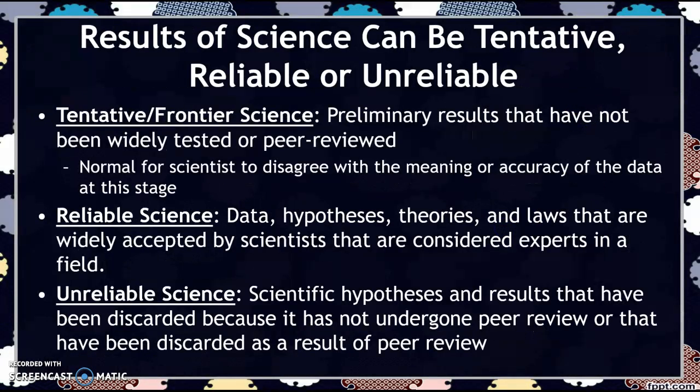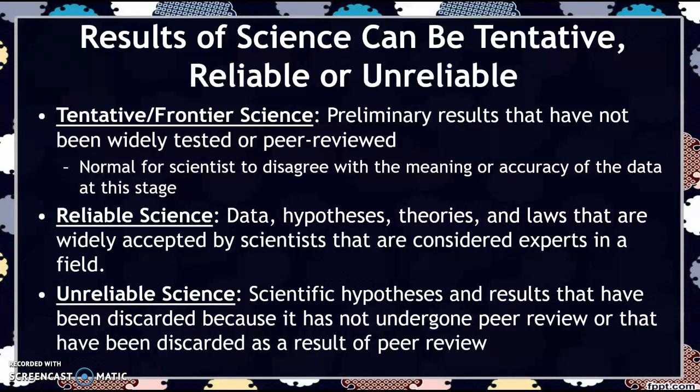Results of science can be tentative, reliable, or unreliable. Tentative or frontier science are preliminary results that have not been widely tested or peer-reviewed. At this stage, it's normal for scientists to disagree with the meaning or accuracy of the data. Think about a lot of things that you hear on the news, like scientists newly discovered a cure for this disease, and then you never hear about it again. It usually gets in the news very quickly because people are excited about it, but once it becomes peer-reviewed or more widely tested, they realize it's not what they initially thought.